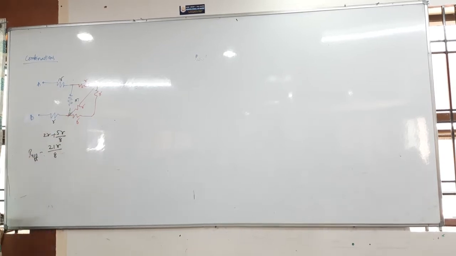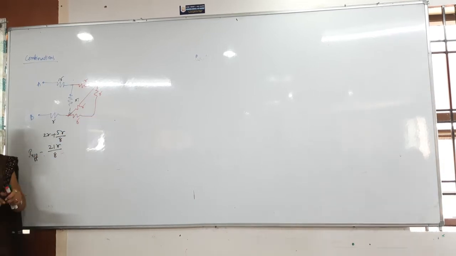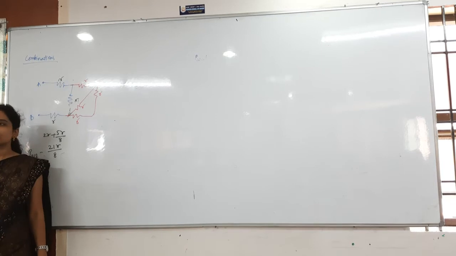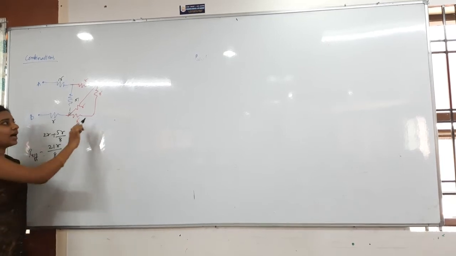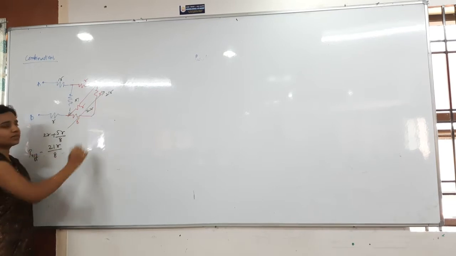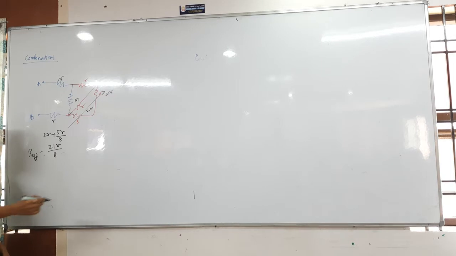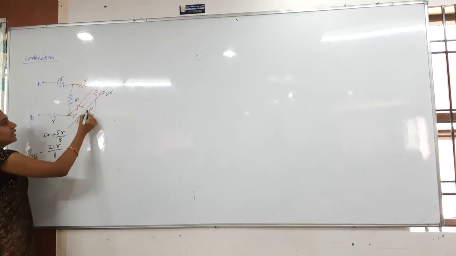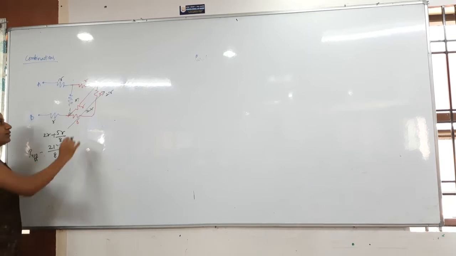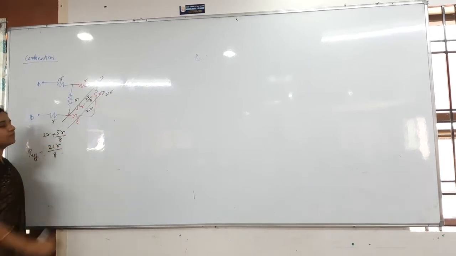Now look at that properly. R and R, which combination? Series combination. See the lines: whichever line I am drawing, that is a resistor itself. So R and R make 2R. This 2R line and then this R, which combination? Parallel combination. Nothing but 2R squared by 3R, that will be 2R by 3. So now my parallel resistance here is 2R by 3.